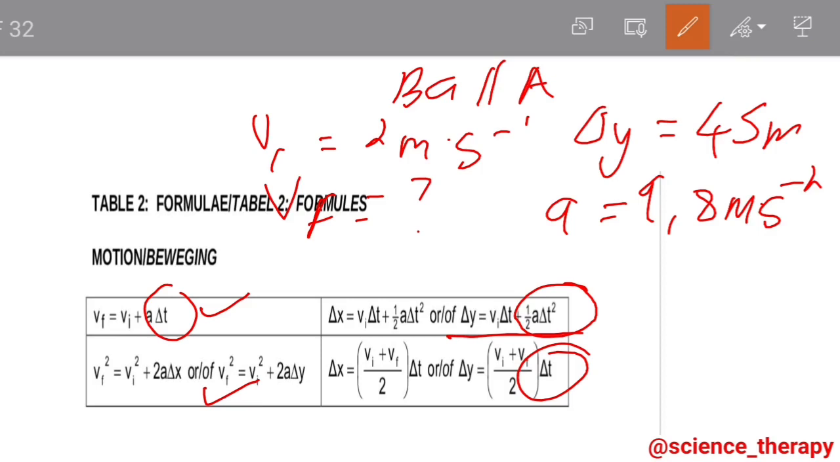Squared. We are looking for VF. Here we have VF squared, so check. We do have that quantity. We do have VI, and they have VI here. We do have acceleration, and then we do have delta Y, right? Now that means the correct formula to use is that one.